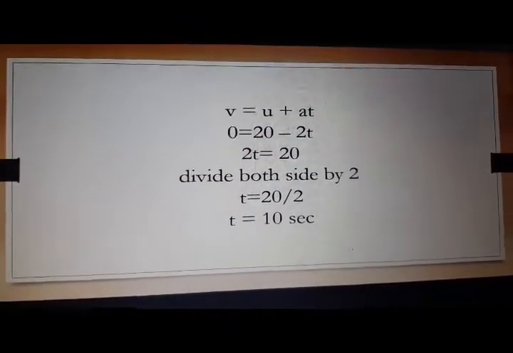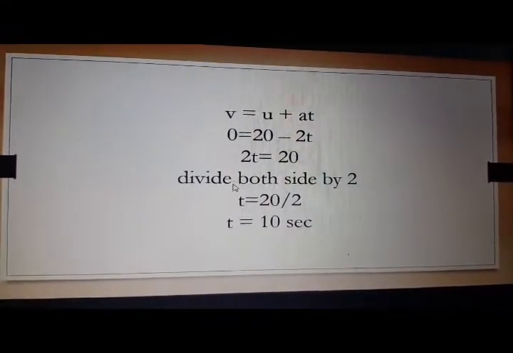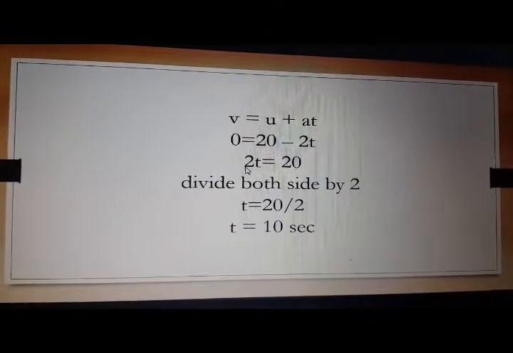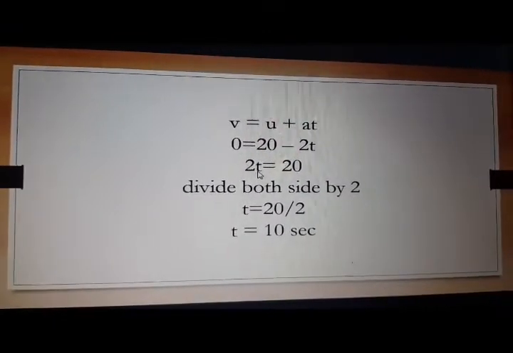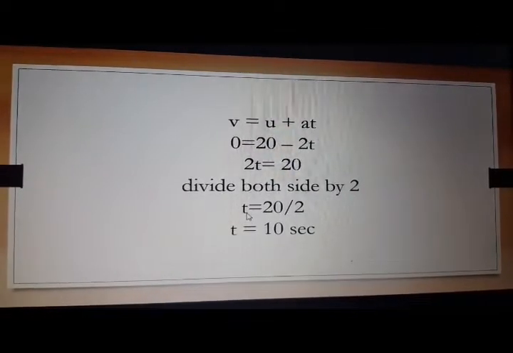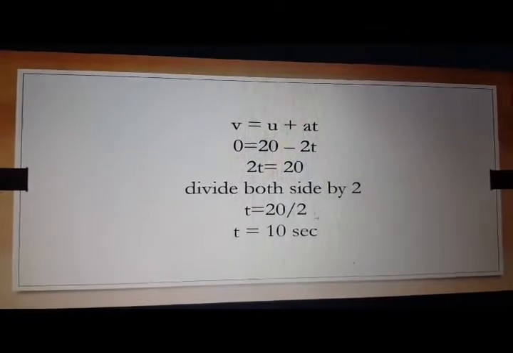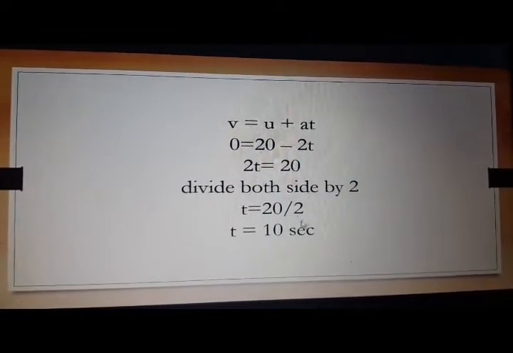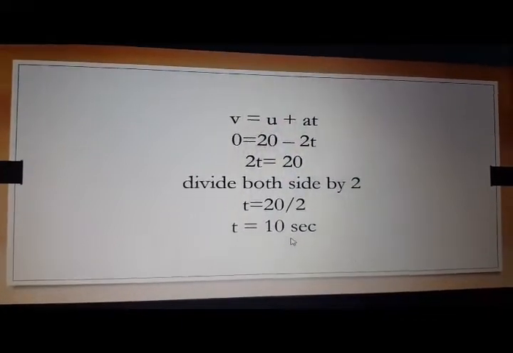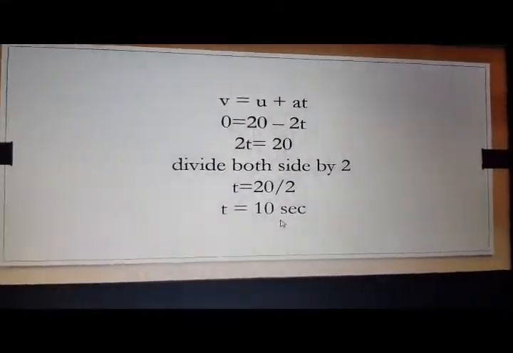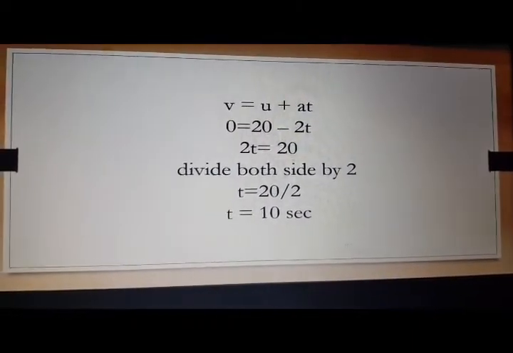Then we can divide both sides by 2. If we divide both sides by 2, then 2 will go with 2 and it will remain only T. This is our T, which is equal to 20 over 2. So our time taken is 10 seconds. This is our first equation using the first formula of motion.